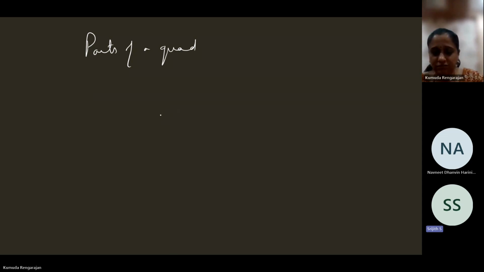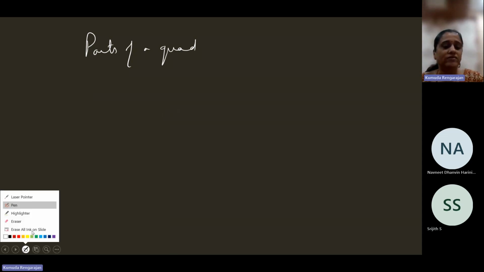Next, talking about the parts of a quadrilateral. Srijit, is my screen visible? And is my voice reaching you clearly? Yes, ma'am. Very good. Every time you have that issue, if you're not able to see my screen or if my voice is not clear, just leave the meeting and rejoin. That will help. Okay, ma'am. Thanks, ma'am.